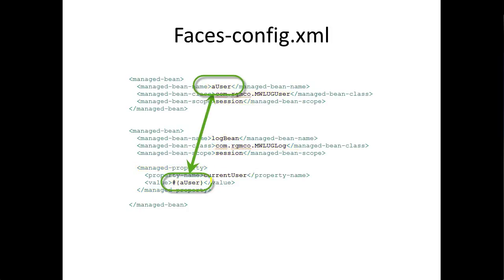So that's what's going on here. We named the user bean a user. In the log bean, we said you've got a managed property called current user, and by default, we're going to make the value of the current user property be the a user bean. There you go. That's all you need to do to connect or properly configure one bean to be a managed property of the other bean.